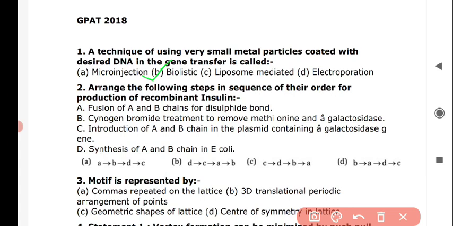insulin. A is fusion of A and B chains for disulfide bond. B is cyanogen bromide treatment to remove methionine and alpha galactosidase. C is introduction of A and B chain in the plasmid containing a galactosidase gene. And D is synthesis of A and B chain in E. coli. And the correct answer for this is option C. That is, first is C, then D, then B, and then A.